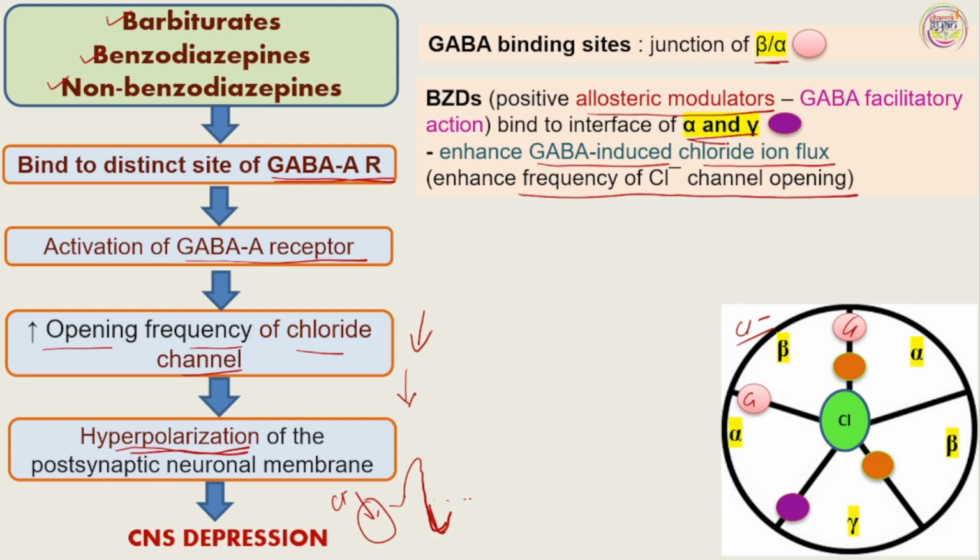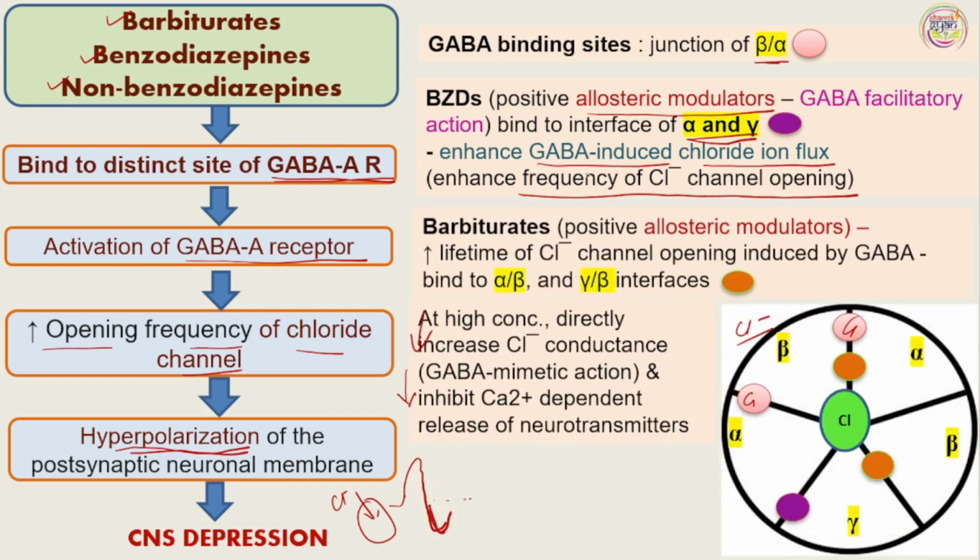So the binding site, as we have seen, is the alpha-gamma interface. In case of barbiturates, which are also allosteric modulators, the binding site is the alpha-beta and gamma-beta interface. They enhance the lifetime of chloride channel opening induced by GABA, meaning they increase the time of chloride channel opening caused by GABA. So more chloride goes inside, causing hyperpolarization.